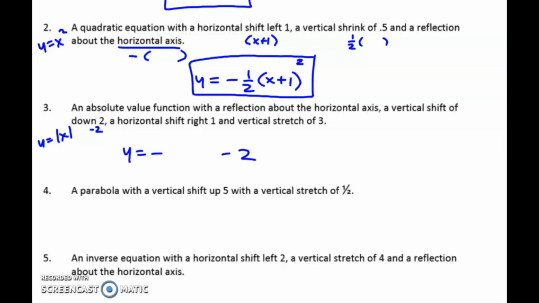Horizontal shift right 1. That means inside your function, you're going to have an x minus 1. It's absolute value. Oops, a little messy. And a vertical stretch of 3 means you got to put a 3 there.